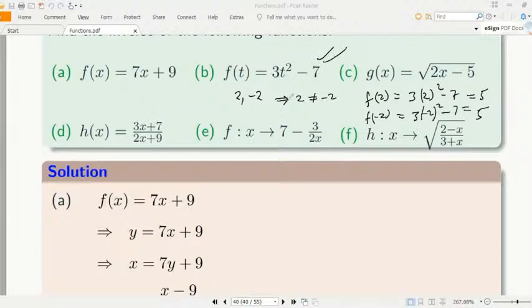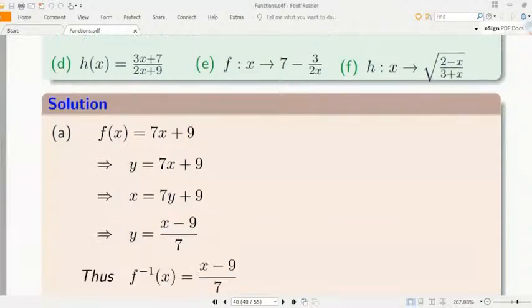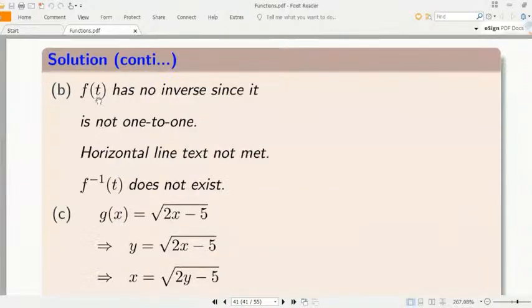It's not one-to-one, and therefore it has no inverse. And I said that since it's not one-to-one, it cannot pass the horizontal line test, because this is another way to test if a function is one-to-one, but I've not taught you this in this lesson.